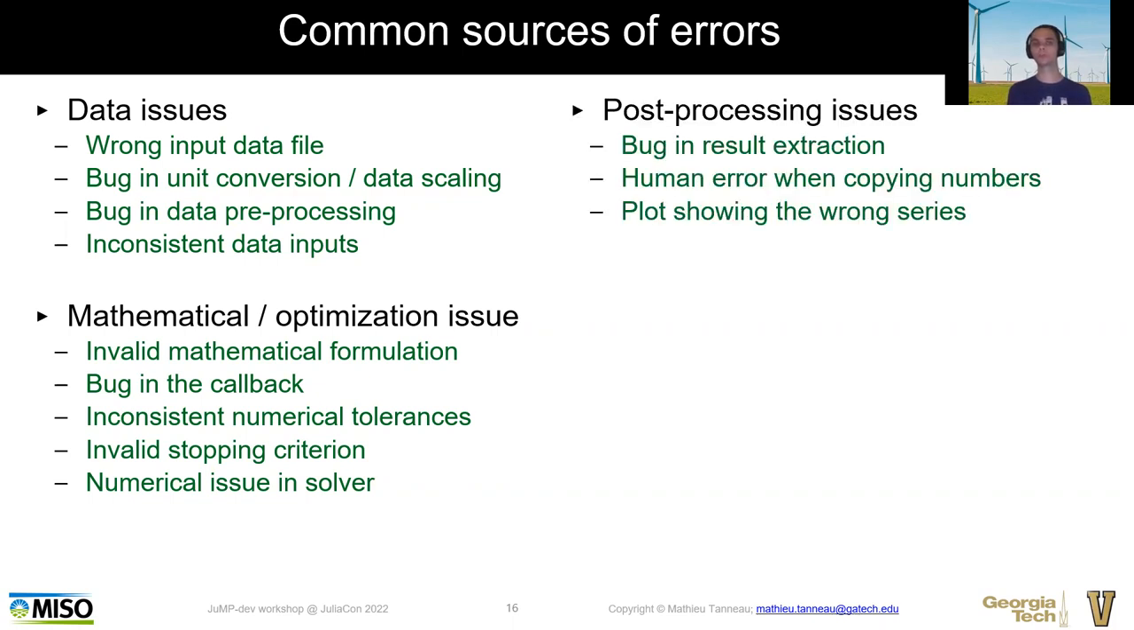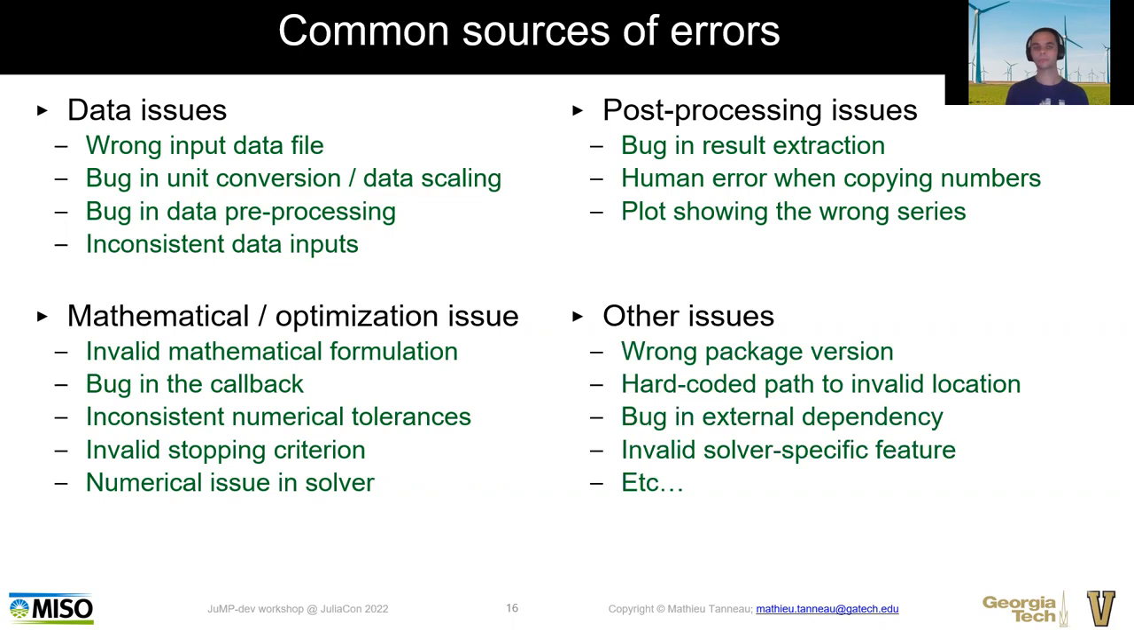Maybe we have issues when doing post-processing, and this can be as simple as the person who took those numbers and made a table in a report made a mistake when copying the numbers or when summing them, et cetera. And there can be any kind of other issues, from having the wrong version of a package to having a bug in an external dependency. Any and all of these have actually happened to us at least once. So these are not completely unrealistic things. They can happen when we have a large team with lots of people, and mistakes are just going to happen.